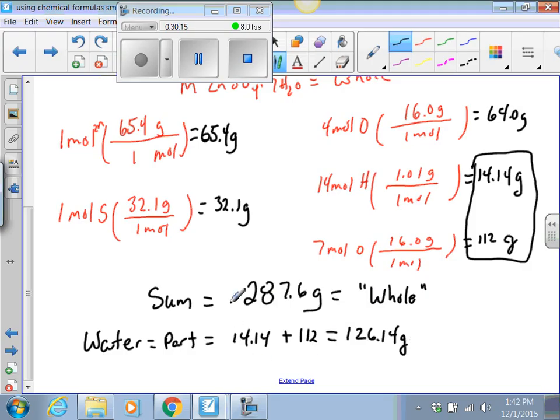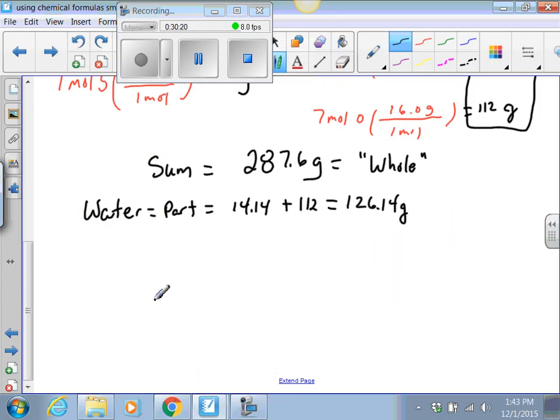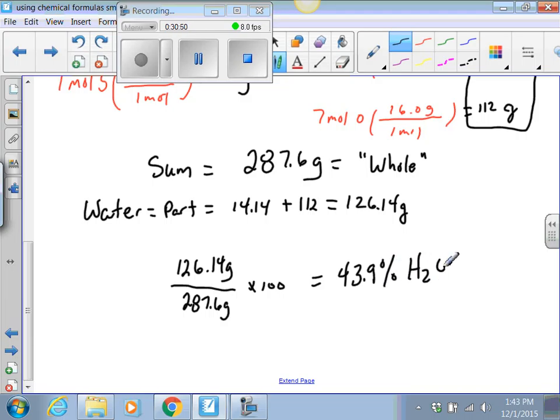All right, so at that point we've got the part, we've got the whole, and it's just a matter of substituting. So we've got 126.14 grams divided by the whole, which is 287.6 grams, times 100. And that gives, looks like 43.9 percent H2O.